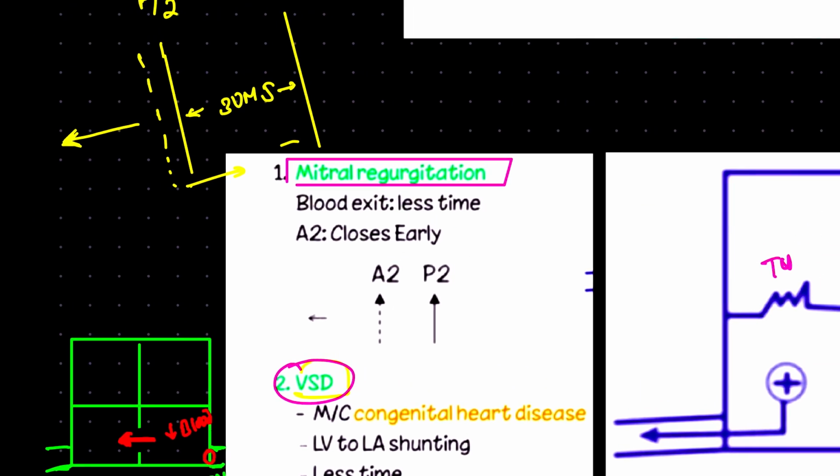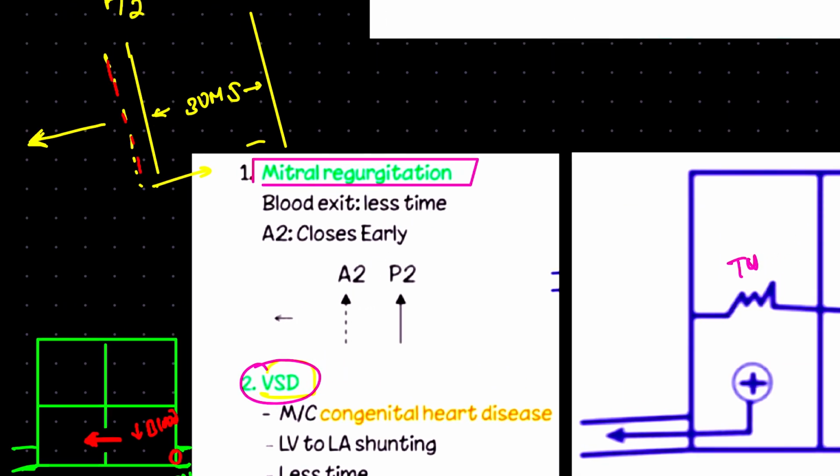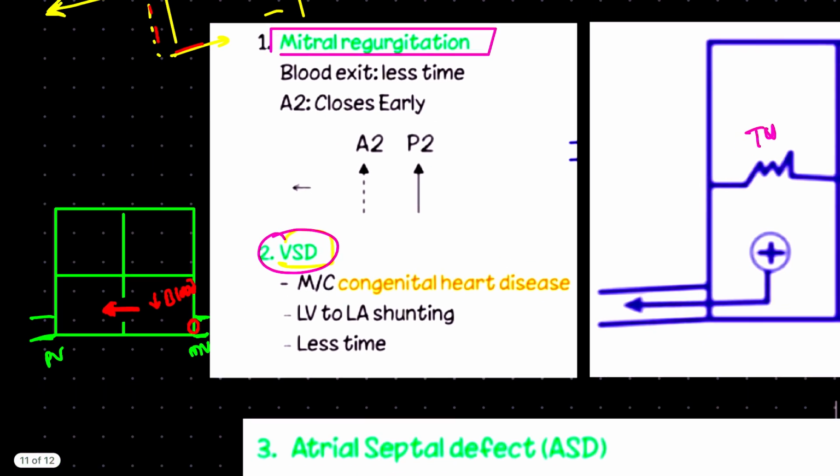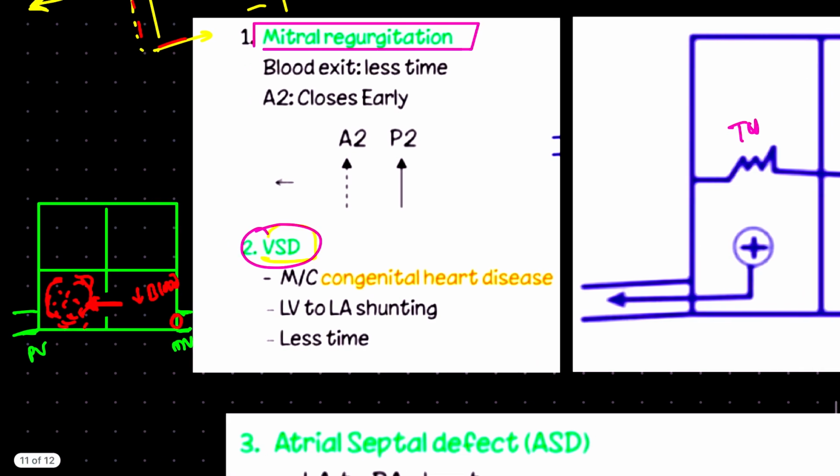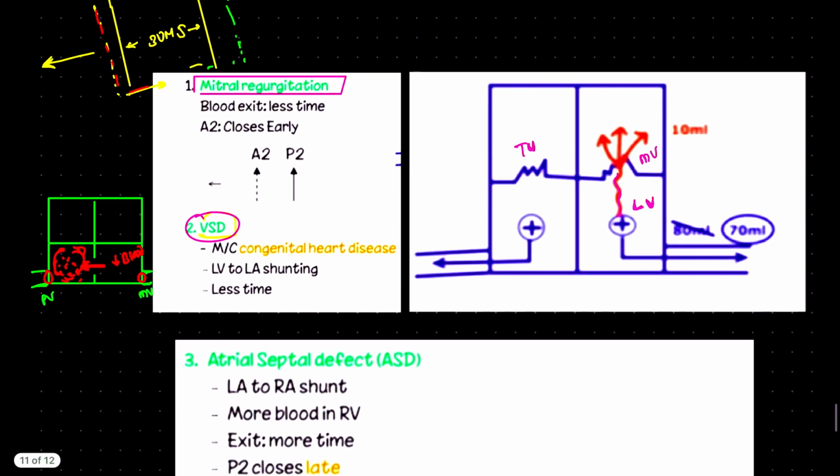As it closes faster, again there will be a wide gap in S2. And if there is accumulation of a large amount of blood right here, this large amount of accumulated blood will take a longer time. As it takes longer time, this P2 will also shift right here, right? P2 will shift right here, because of which there will be a more wide S2.